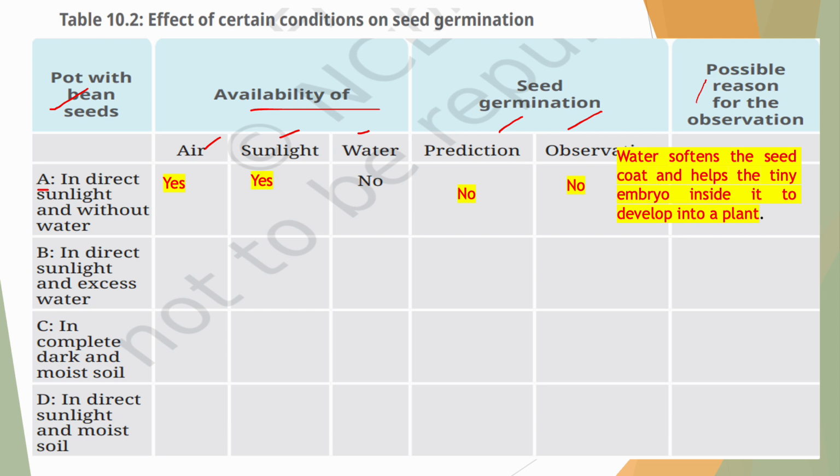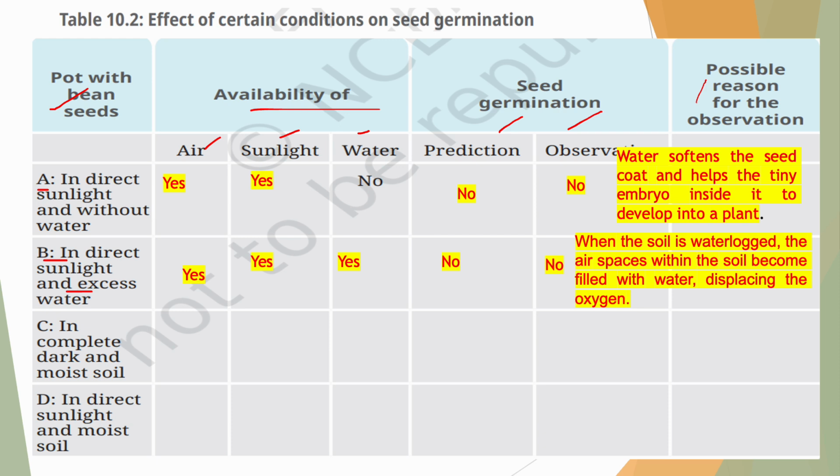Then what about pot B? Indirect sunlight and excess water. See, availability of air? Yes, air is present, sunlight is present. Then water is also present but in excess quantity. Water is present above the soil. Then what about seed germination? What is your prediction? No, it will not germinate. Observation is also no. What is the possible reason? When the soil is waterlogged, the air spaces within the soil become filled with water, displacing the oxygen. So, air is essential for germination of seed.